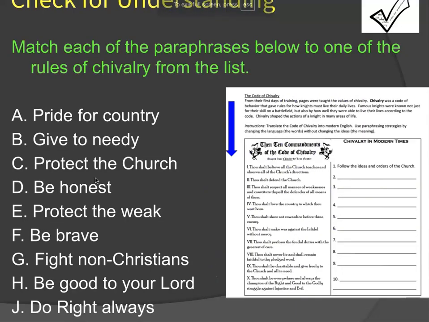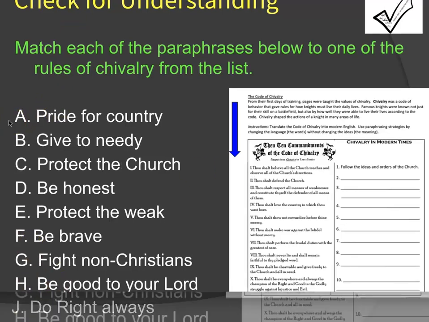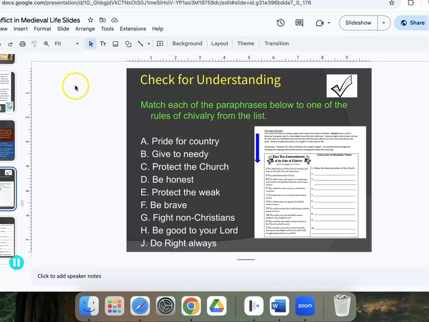What I'd like you to do next is think about how you would match my short phrases to each of these statements. And so this is a chance for you, if you were struggling, to have a word bank to pick from. Pause the video and attempt to do that now.